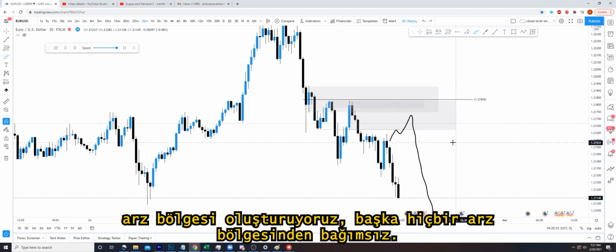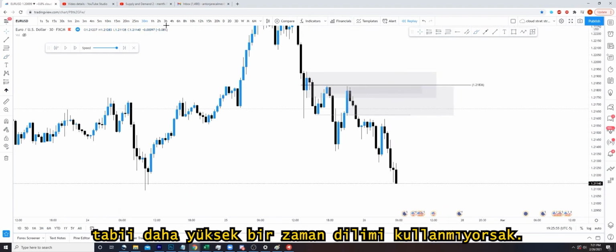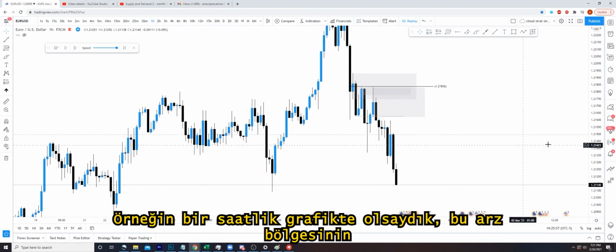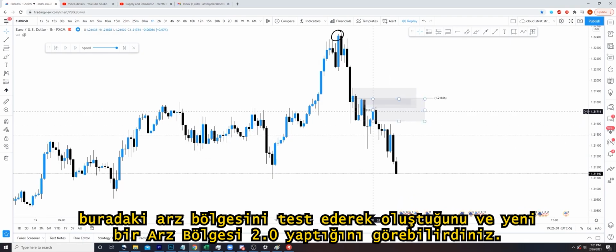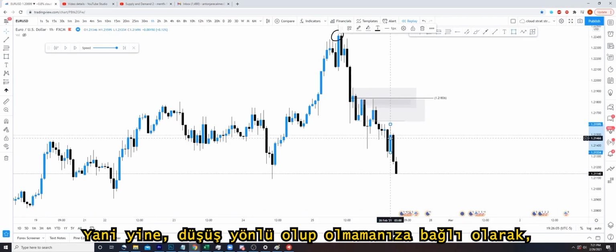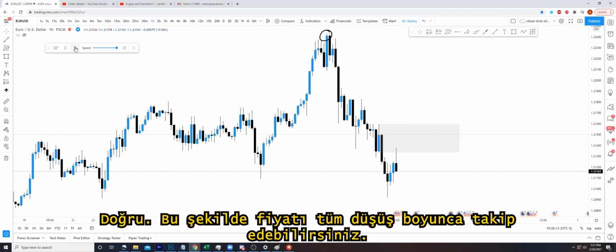supply zone right here, right off of no other supply zone. There's nothing really that it formed off of unless we were using a higher time frame. So if we were on a 1 hour, for instance, you can see that this supply zone was formed by testing the supply zone here, making a new supply zone 2.0. So again, based on whether you're bearish or not, you can expect a certain type of mitigation from this area itself, right? This is how you can follow a price all the way down.